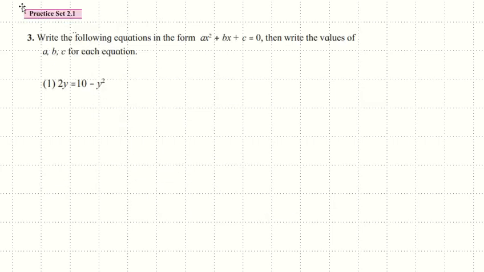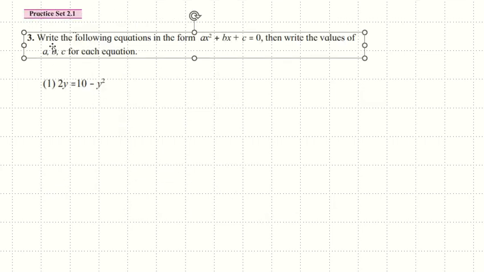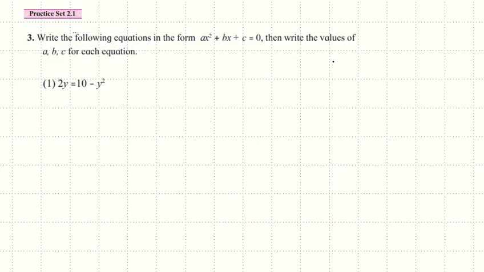Next question is from practice set 2.1. Write the following equation in the form of ax squared plus bx plus c is equal to 0. Then write the values of a, b, c for each equation. The given equation, the first one, is 2y is equal to 10 minus y whole square. If we arrange it in general form, we get y square. If this minus y square goes to the left hand side, we get y plus y square. This plus 2y as it is. This plus 10 goes to the left hand side. It becomes minus 10 is equal to 0.